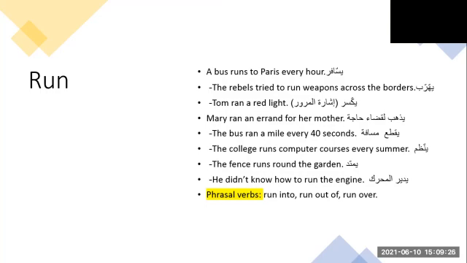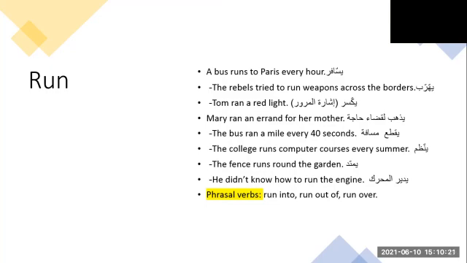The rebels tried to run weapons across the borders. Run weapons across the borders. المتمردين حاولوا يهربوا سلاح من الحدود. Tom ran a red light. Now this is very new. When you run a red light, يعني كسرت إشارة المرور. Mary ran an errand for her mother. Ran an errand يعني عملت مشوار يذهب لقضاء حاجة.